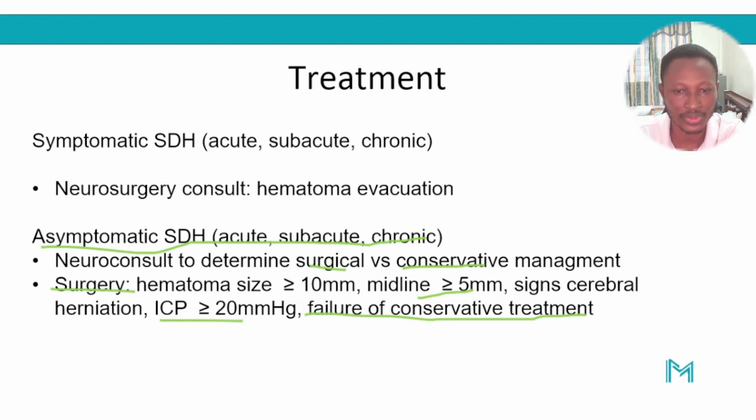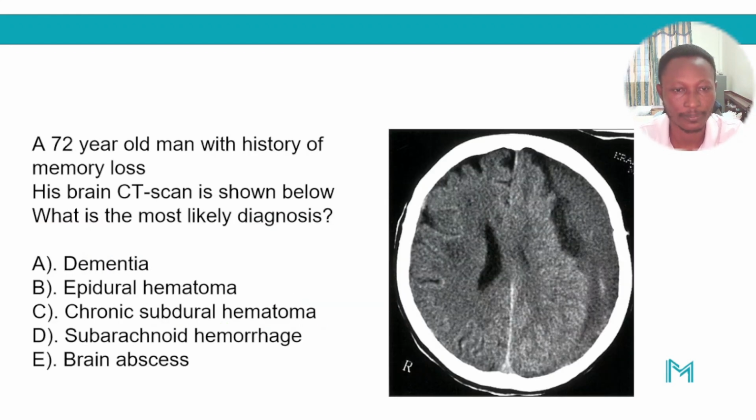So let's go back to our question and see if we'll be able to answer it. The question said a 72-year-old man, that's typically an elderly person, with memory loss, and we've been given a brain CT scan and asked to make a diagnosis. The information, as I said initially, is very scanty here. The only thing you have is an elderly patient, memory loss, and a CT scan. So we need to be able to read this CT scan.